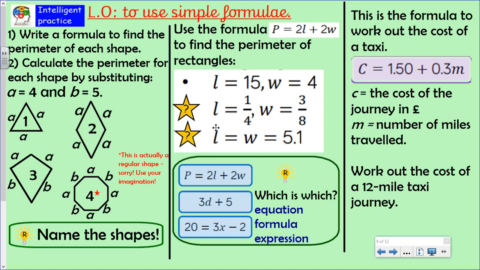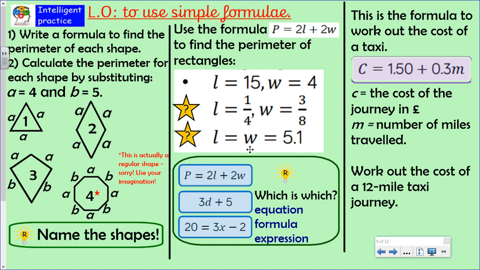If the length is 1/4 and the width is 3/8, I've put a star next to that one. It is a little bit of a challenge, I'd still like you to have a go. Think about using your knowledge of fractions to help you. You could start by getting these to be the same denominator. This one's quite a nice one, but I have put it as a little challenge just in case.